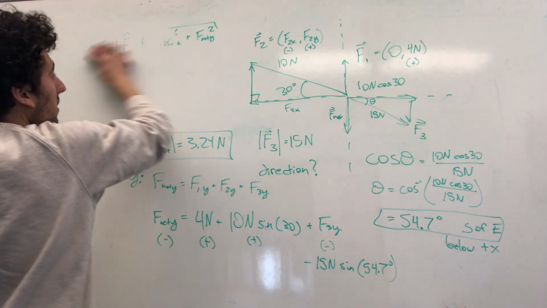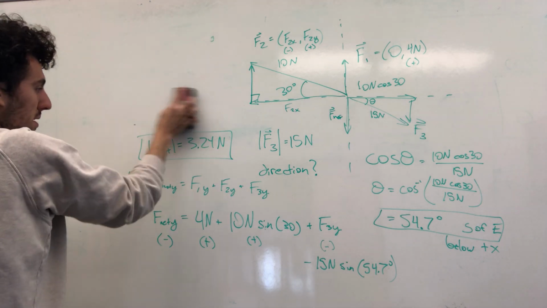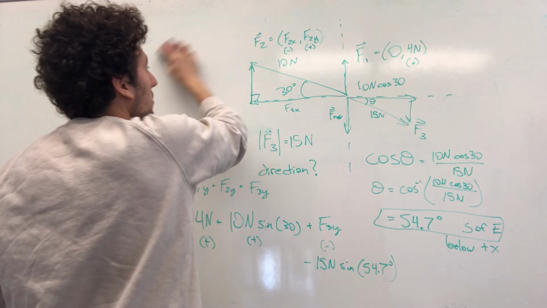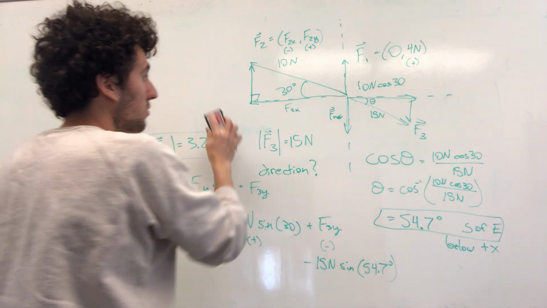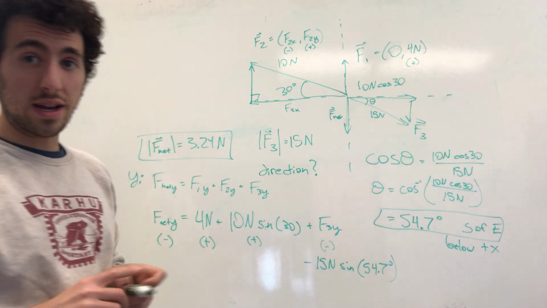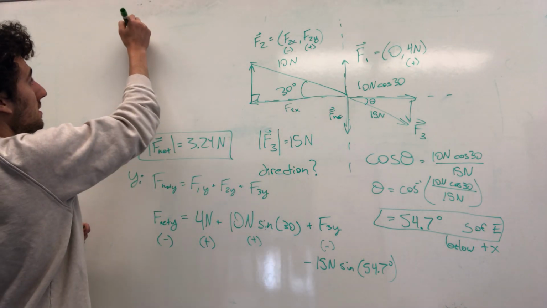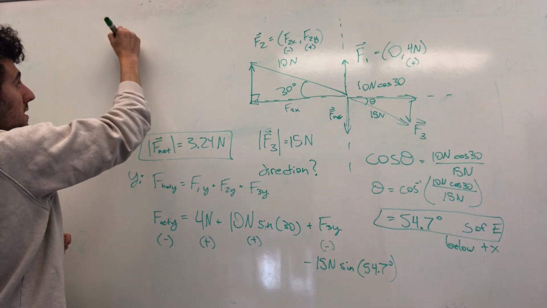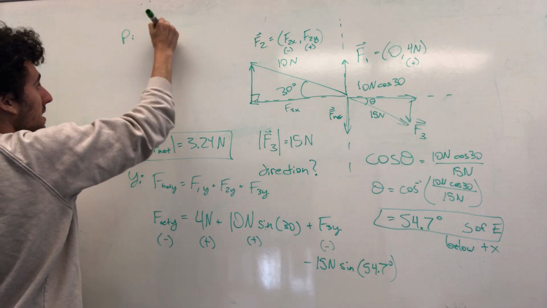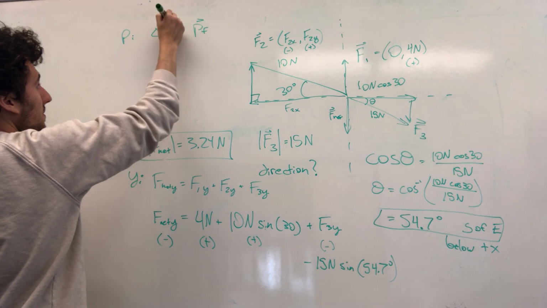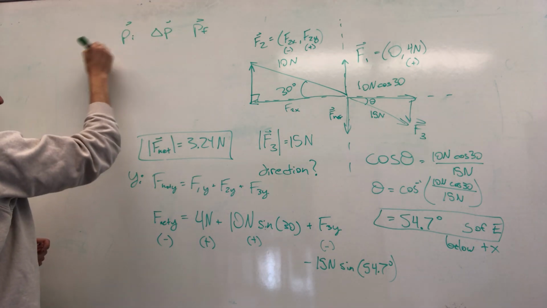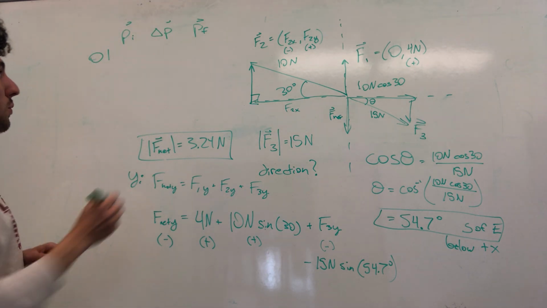Let's use a momentum chart. I'm already getting tripped up on my words here, which is a great time to use a tool like a momentum chart that helps us organize these things. So it's a simple one. We just have one object. So we have P initial, delta P, P final, and we just have our single object. I'll call it O1.